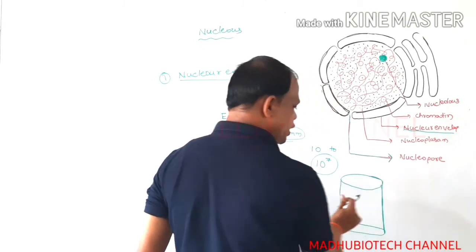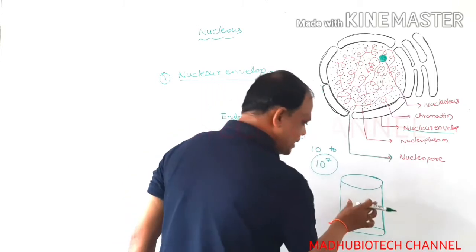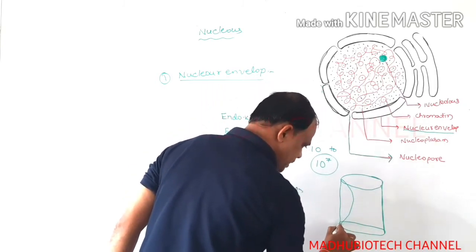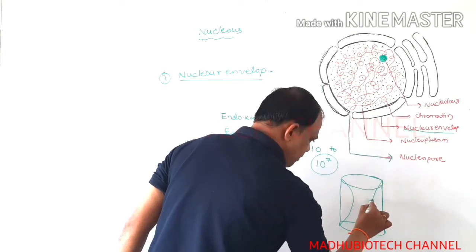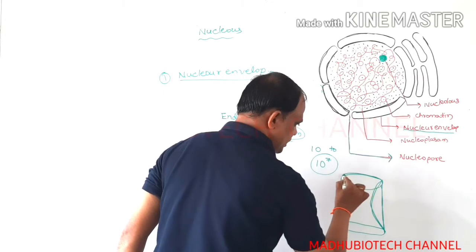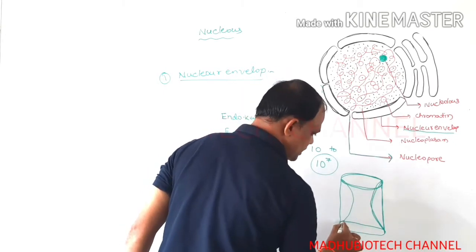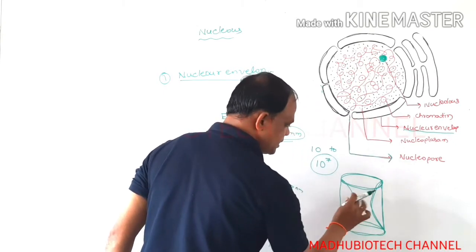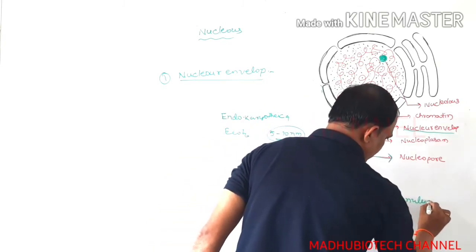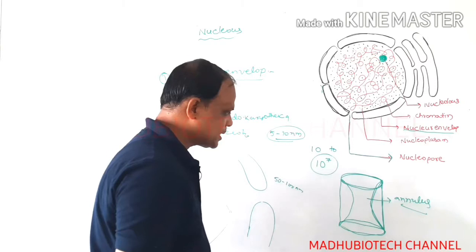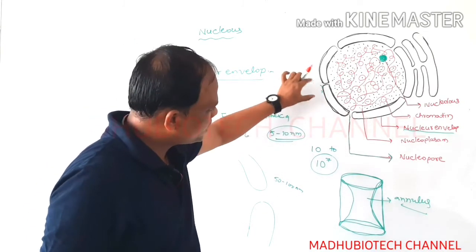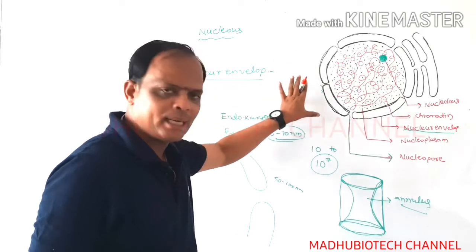These nucleopores are present on the inner side, and some specific diaphragm is present inside this place. This is the nucleopore structure, and this diaphragm is also called the annulus. Here, thousands of nucleopores are present in the nuclear membrane system.